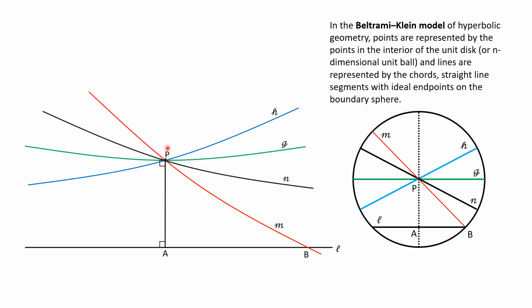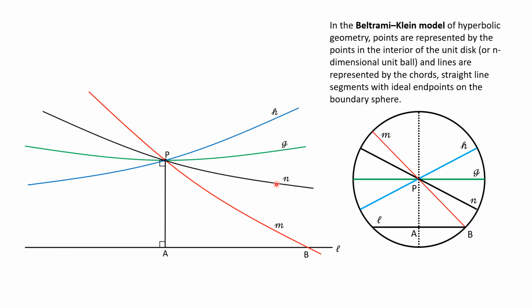Let's start with point P and the line L. As before, we're going to draw a perpendicular down from P to L. What's the intersection point at A? And as we noted, and as we proved earlier, there's an infinite number of lines through P that are parallel to L. And I've shown 3 here, H, G, and N.